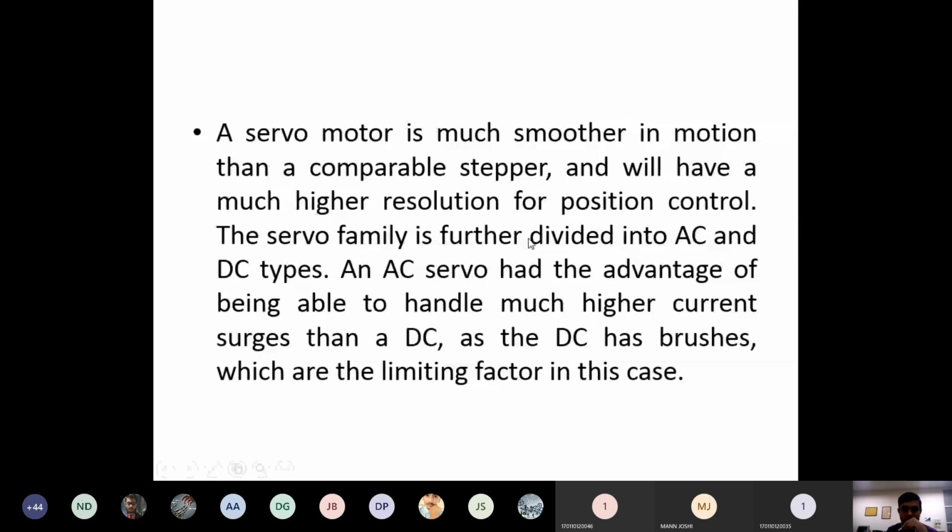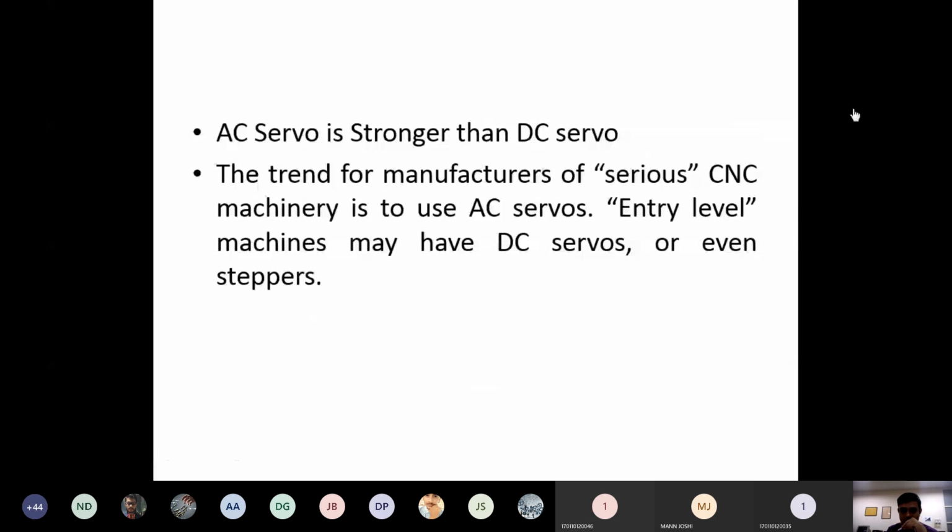So the AC servo motor is stronger than the DC servo motor. I already discussed that the AC servo motor is stronger because it works with high current and high voltage. In the trend of manufacturing, serious CNC machinery uses AC servo motors. Today we are using the AC servo motor, and we do not use a DC servo motor in entry level.